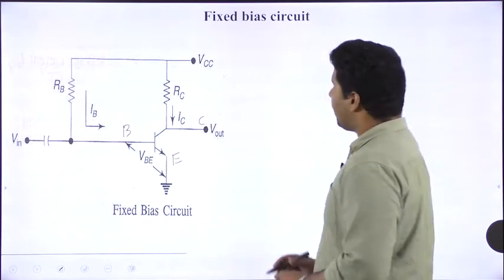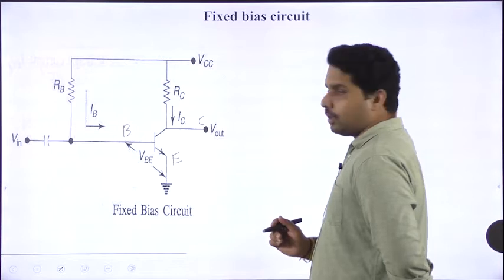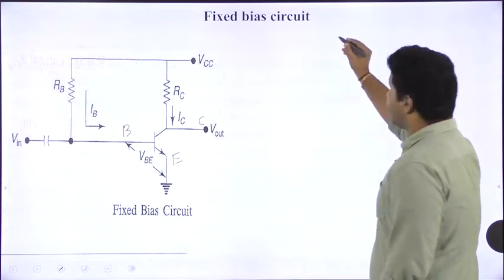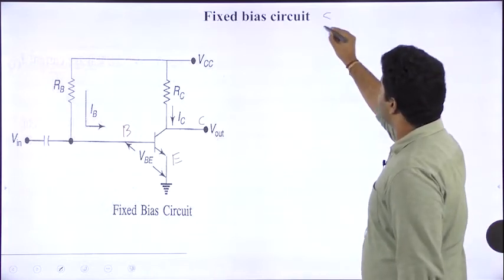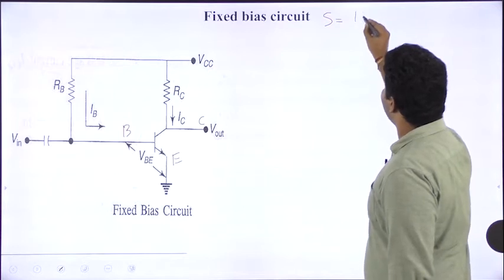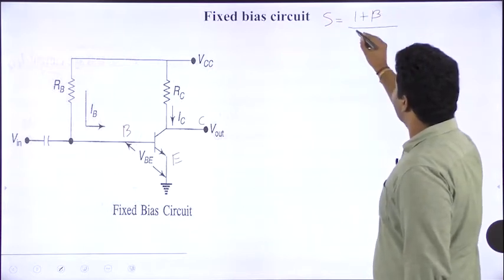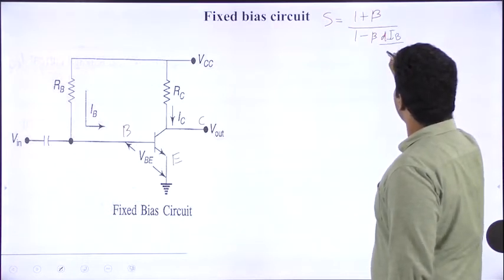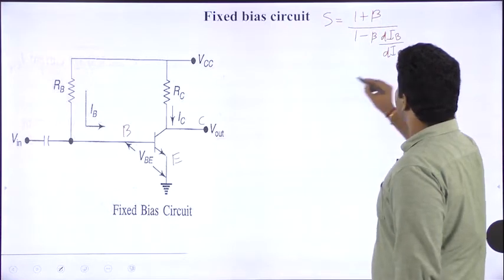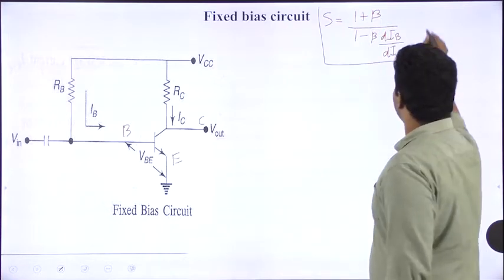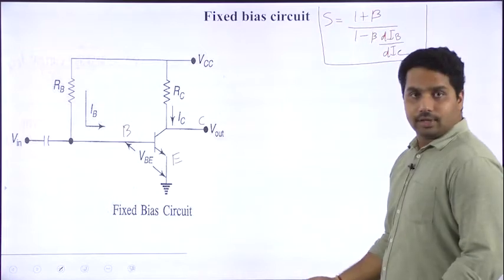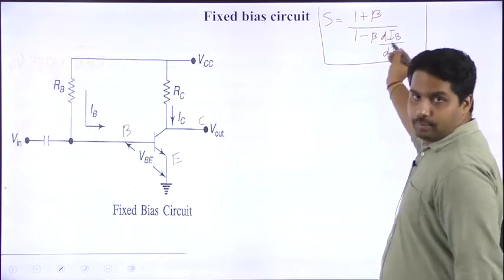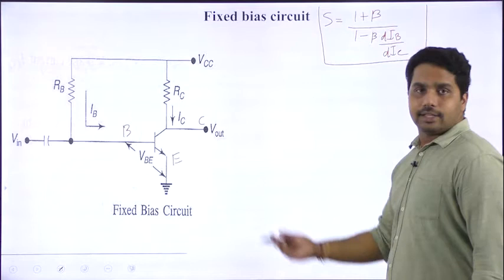What we have to do is very simple actually, because we have the general expression. The general expression for stability factor is S equals (1 plus beta) divided by (1 minus beta times dIB/dIC). So I have to find, for this particular fixed bias circuit, dIB/dIC, and substitute it there. I will then get the stability factor.